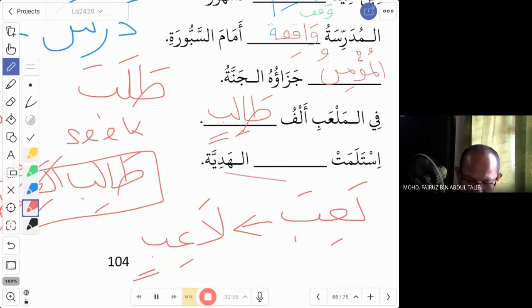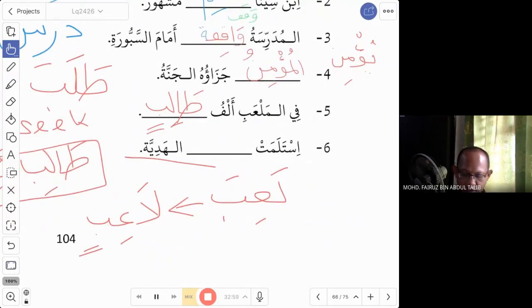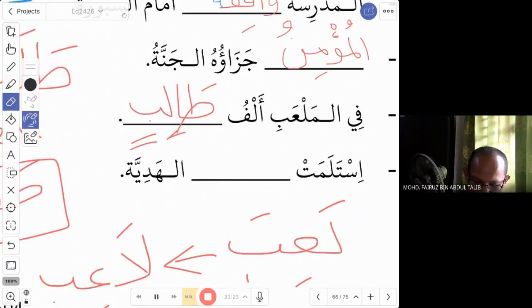Number six. Istalamat al-hadiyata. Istalamat means receive. Receive a hadiyah, receive the present. So who received the present? We need to put a person, but it needs to be in the isim fa'il form. And of course, this is for mu'annas, so change to mu'annas. Okay, who received a present?